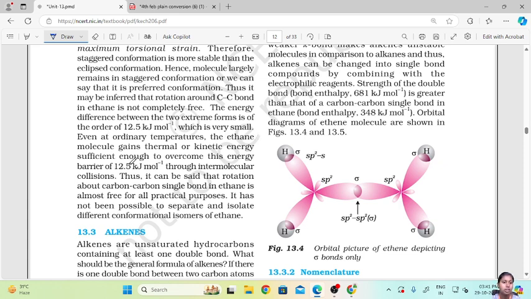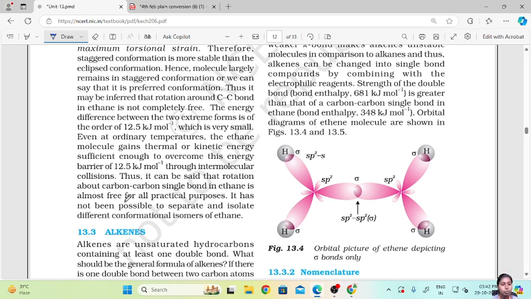Even at ordinary temperatures, the ethane molecule gains thermal or kinetic energy sufficient to overcome this energy barrier of 12.5 kilojoules per mole through intermolecular collisions. That's why ethane can rotate easily. Thus, it can be said that rotation about the carbon-carbon single bond in ethane is almost free for all practical purposes, because whatever torsional strain it experiences can be reduced by intermolecular collisions. So eventually it gets to zero.